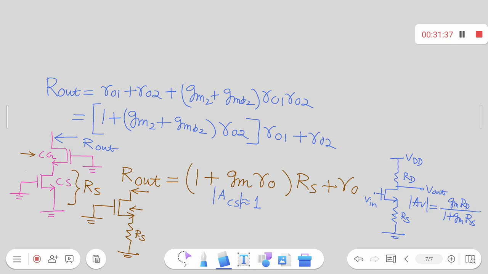So whenever we move to the last unit, you have to identify where the capacitors are present and the effect of those capacitors.